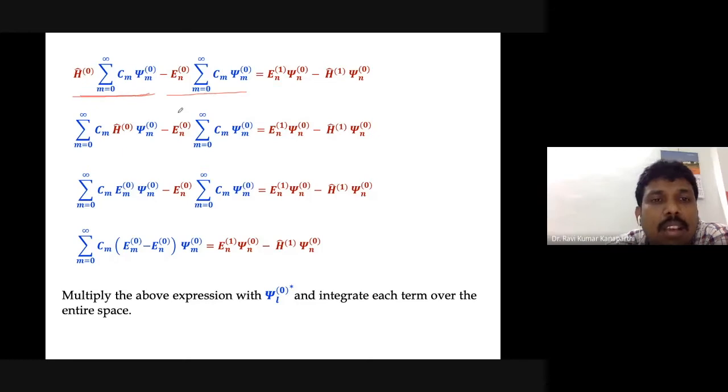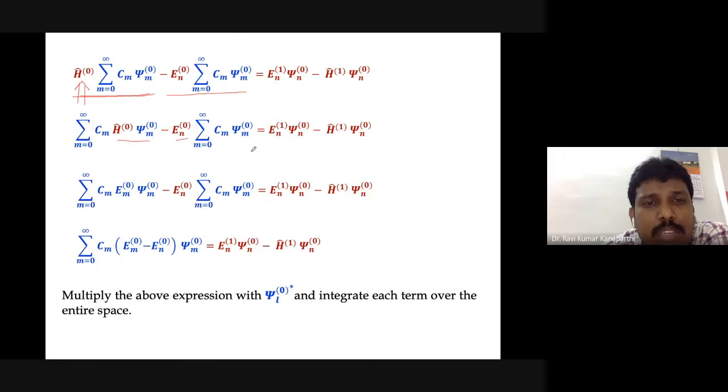Here you can see there is H0, the unperturbed Hamiltonian. You can take the unperturbed Hamiltonian inside the summation notation. There is absolutely no problem, because it is multiplying each term. And the second term is anyway the eigenenergy, so nothing happens there.